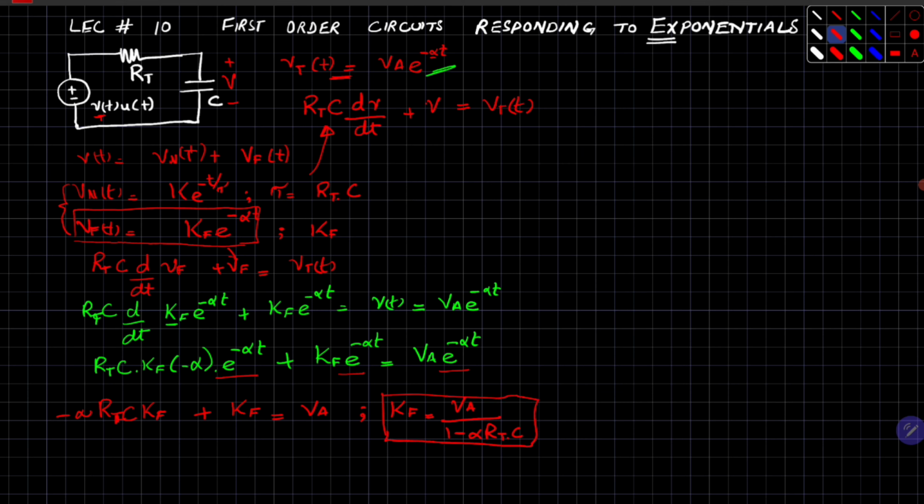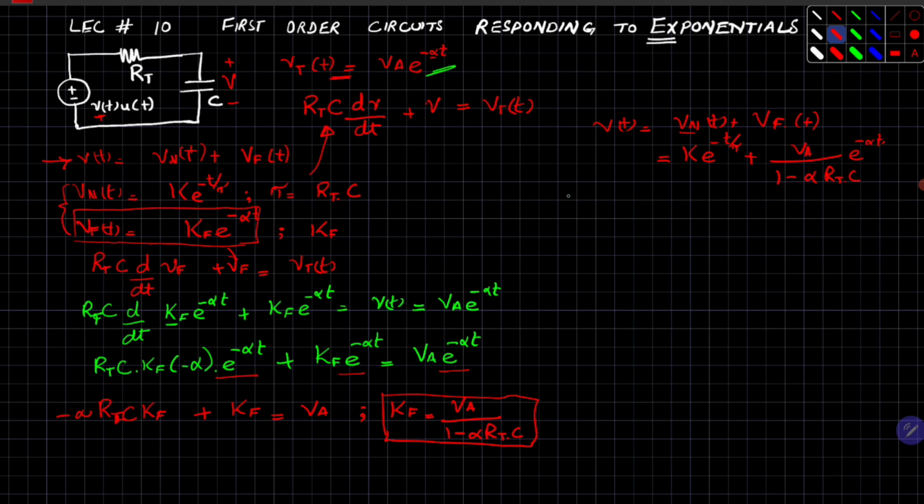Now we have this natural response and this forced response, and you can substitute in this equation. So we get V of t equal to Vn of t plus Vf of t, forced response plus natural response. The natural response is k e raised to power minus t over tau, where tau is equal to RC, plus the forced response Kf, which is Va divided by 1 minus alpha times R Thevenin times C, and the exponential is minus alpha t.